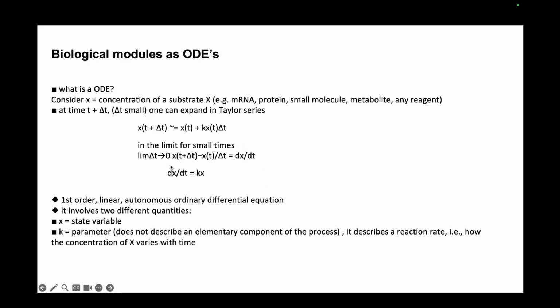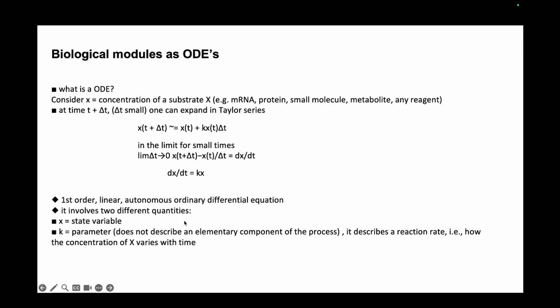So dX/dT becomes kX. What it means is that the power of X tells you the order of the ODE. So this is first order. It is linear, and it is also autonomous because you could directly solve it. This is a first order linear autonomous ODE. It involves two quantities: the state variable X, which you are trying to determine, which is the concentration of the compound, and k, which is a parameter. It does not describe an elementary component of the process. It describes a reaction rate, that is, how the concentration of X varies with time.